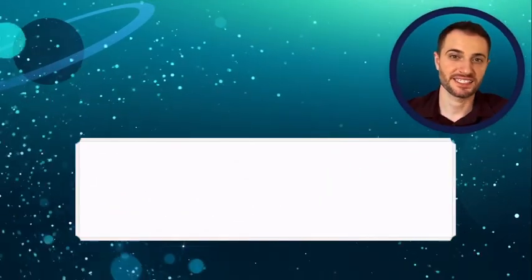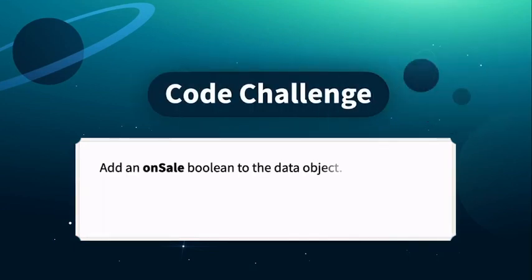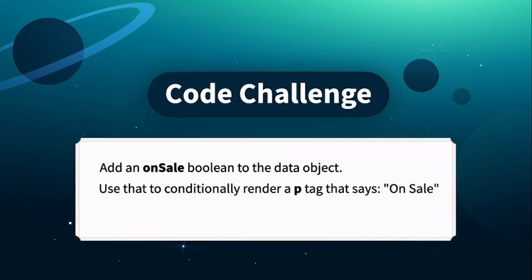So that brings us to the end of this concept and to our coding challenge. Add an onSale Boolean to the data object, then use that to conditionally render a p tag that says On Sale whenever onSale is true.